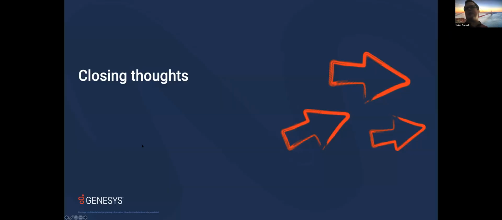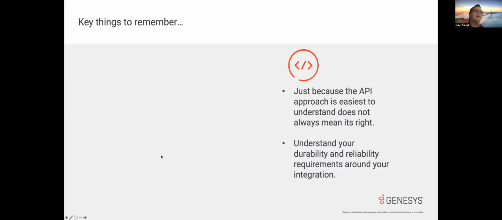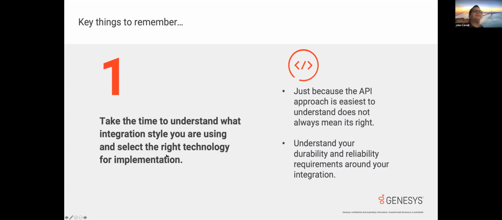Okay, some closing thoughts. So number one, take the time to understand what integration style you're using and select the right technology for implementation. I can't say this enough, because usually when people get into trouble, from an integration perspective with our APIs, is because they naturally gravitate to something they understand, and then they start using it without fully understanding the details of it. I go back specifically to our analytics API.